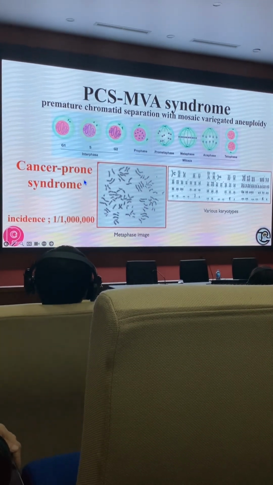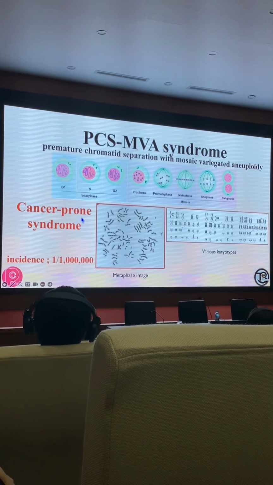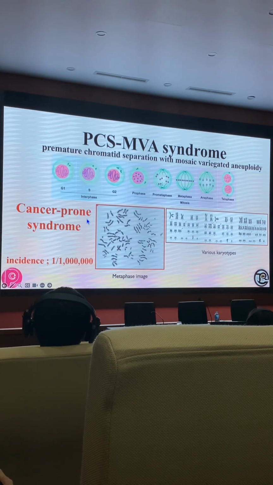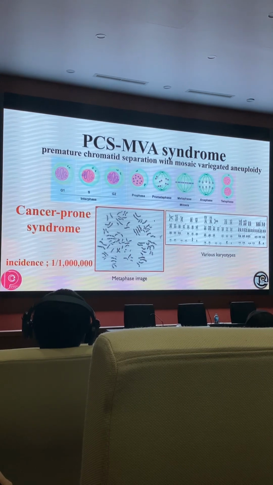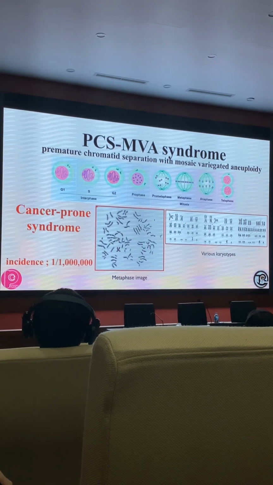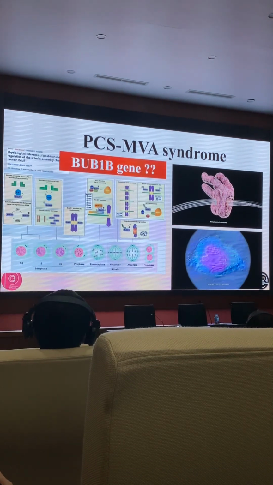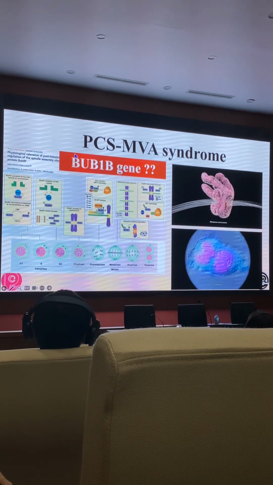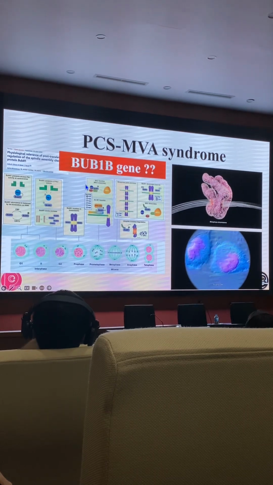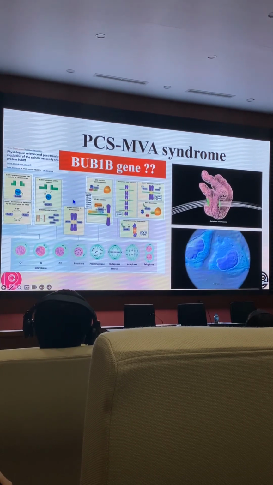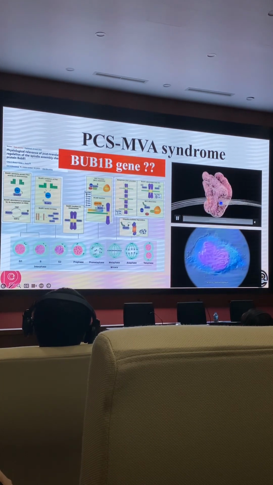The baby has a very poor prognosis because the baby was born and then many of the cancers, malignant cancers, are coming out one after another. And usually this is a very, very bad prognosis. But PCS-MVA syndrome is one of the BUB1B gene abnormalities. So the BUB1B is related to the separation of the chromosome, okay?